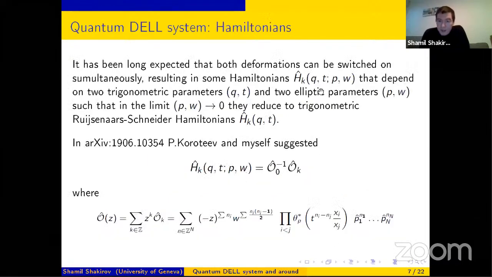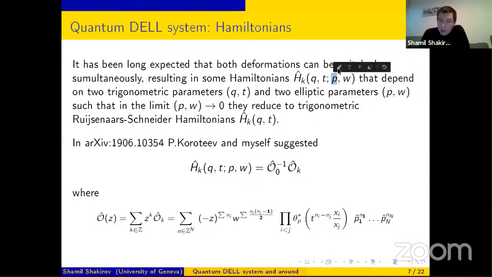Now, the other 2 parameters, P and W, are going to control the ellipticity. P is going to be the elliptic parameter in the coordinates, and W is going to be elliptic parameter in the momenta. There are 4 parameters. In the limit, when you switch off both elliptic parameters, you're reducing to trigonometric Ruijsenaars-Schneider model. And further, if you send Q and T to 1, keeping the ratio of their logarithms constant, you're reducing to Calogero-Moser. And then you have only a single parameter, which is exactly that ratio.